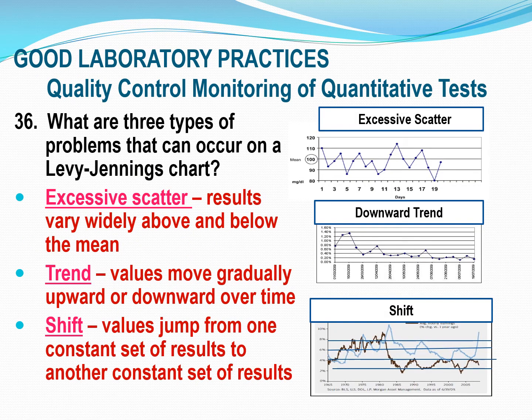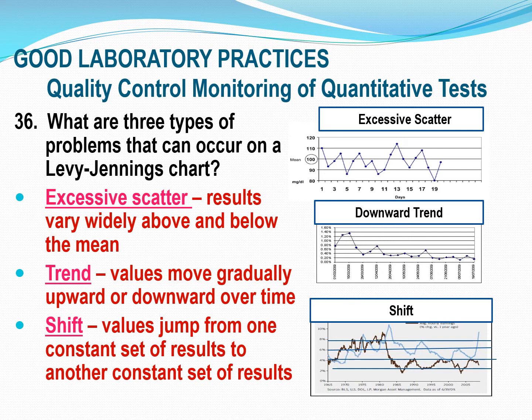So what are three types of problems that can occur on a Levey-Jennings chart? You can have excessive scatter. You can see that in the top example there. That's just all over the place. That's results varying widely above and below the mean.